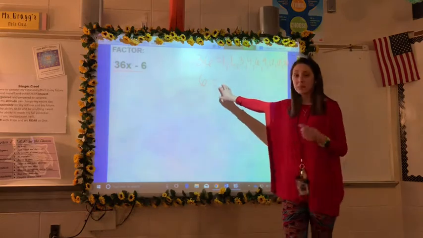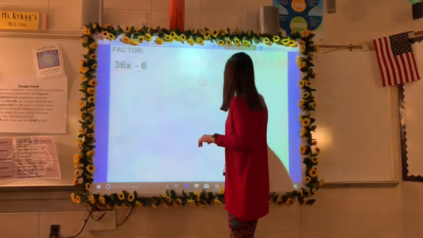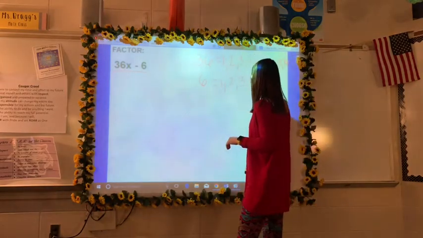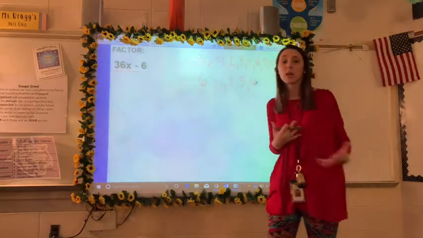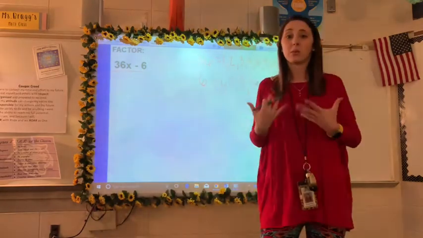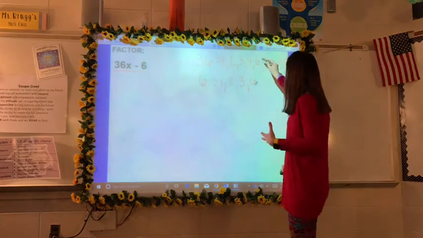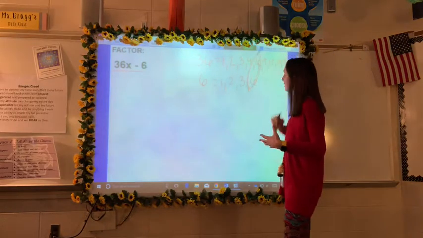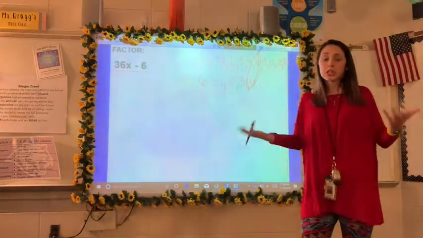And then our greatest common factors for 6 would be 1, 2, 3, and 6. So now we go through that process again. We want to find the biggest number that we can use. In this one, our biggest number for both is 6. Okay? So our greatest common factor is 6.